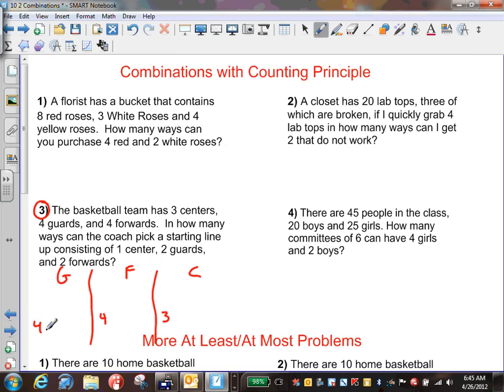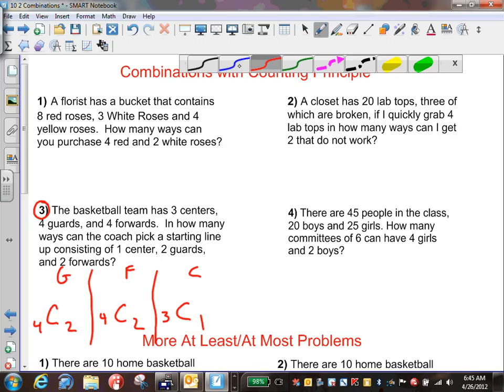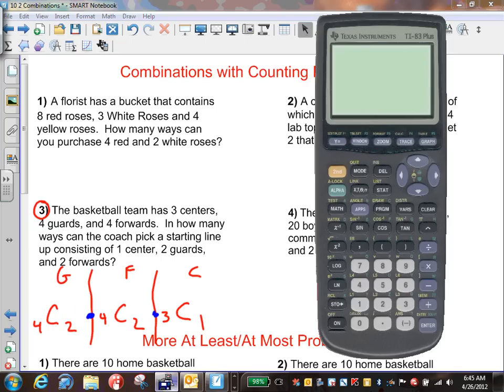And again, the order that's chosen is not really important. So these are all choose, choose, choose. And we're picking 2 guards, 2 forwards, 1 center. And the key here is that for every 1 guard you pick, there are different combinations of forwards and centers, which would be a different group. So you're going to multiply these. This is like picking pants, shirts, and shoes. How many different outfits can you put together?